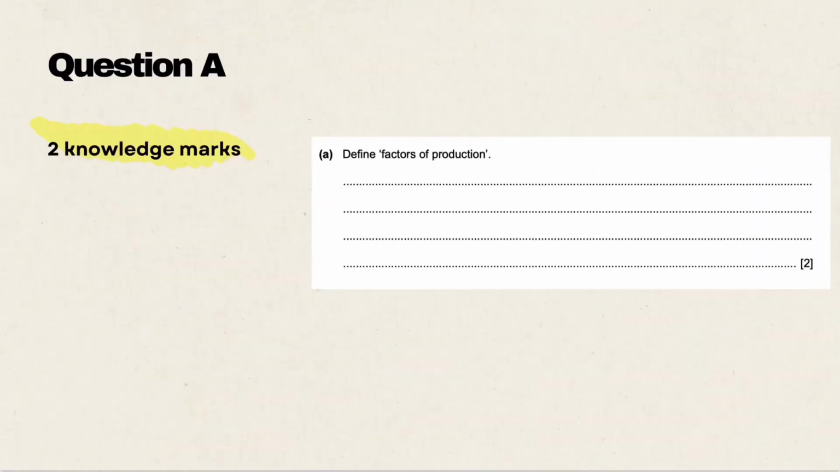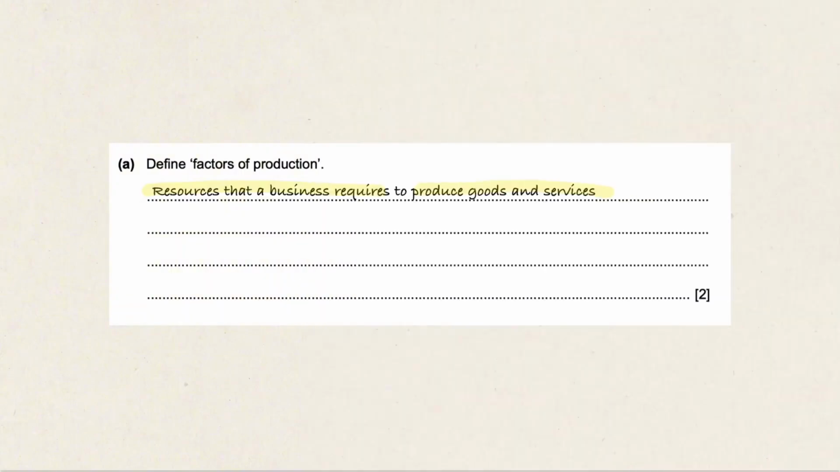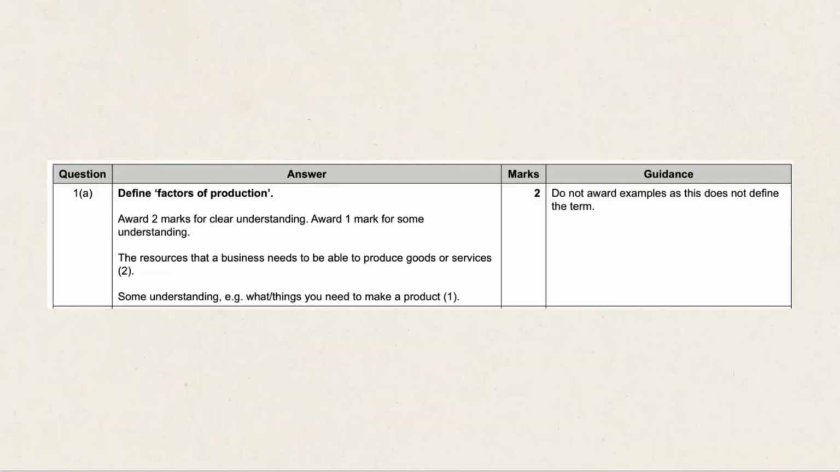For question A, there are only 2 knowledge marks available, and these are typically define questions. For question A, define factors of production, and the answer is resources that a business requires to produce goods and services. As you can see, there are 2 parts to this definition. The resources that a business requires, which is 1 mark, to produce goods and services, which is the 2nd mark. And here is the mark scheme for it. The 2 knowledge marks are given for clear understanding.